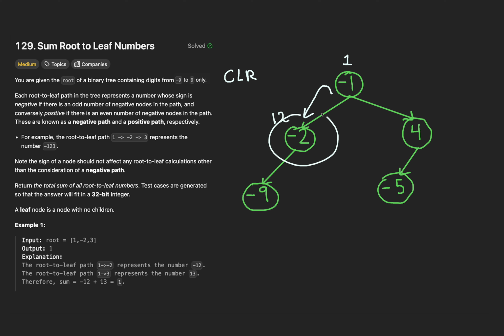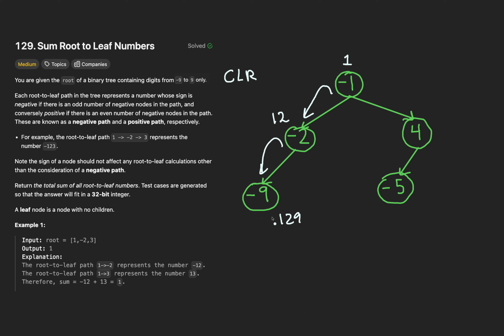Are we at a leaf node yet? Still no, it has a left child, where according to our algo, that's where we're going next. We have a current sum of 12. We multiply it by 10 to get 120, and then we tack on not -9, but the absolute value of -9, which is 9, to get 129. Are we at a leaf node? Finally, yes we are. Now here's where another requirement comes into play.